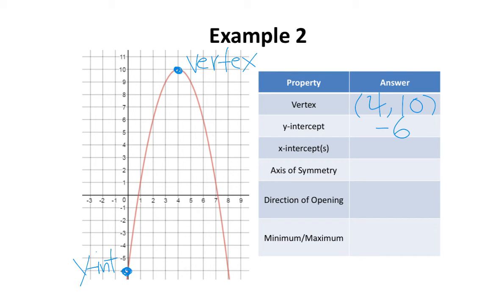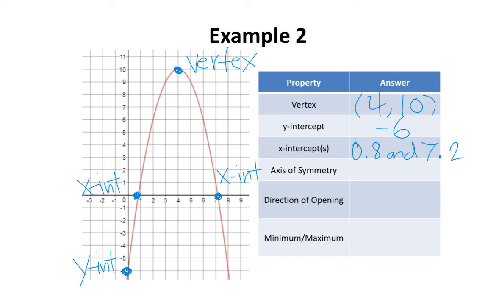Now let's look for the x-intercepts. Remember, the x-intercept is a point at which the quadratic relation crosses the x-axis. In this situation, it looks like we have two x-intercepts. I'm just going to label that x-intercept, and I'm going to label that over here. The first x-intercept appears to be possibly 0.8, and the second x-intercept appears to be possibly 7.2.